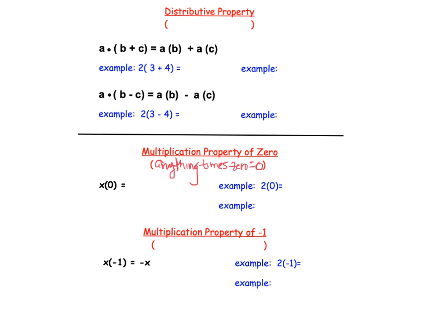So those are your properties. Again, try to relate them to something that you already know. Perhaps it's an English word you already know or a picture you already know. Otherwise, they're really hard to keep straight.